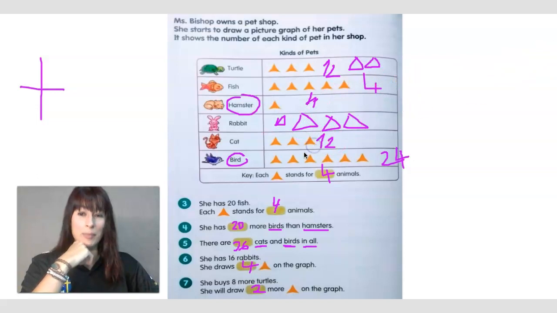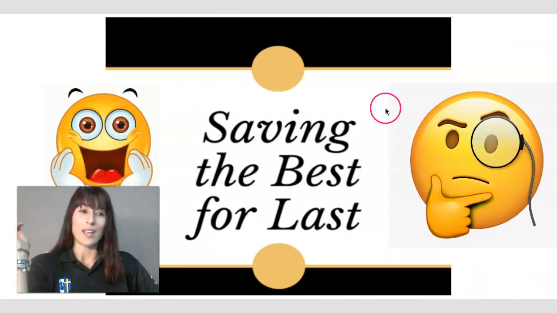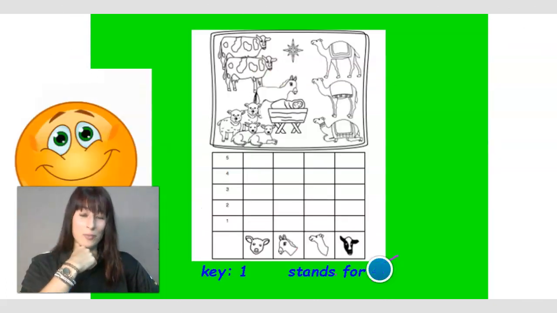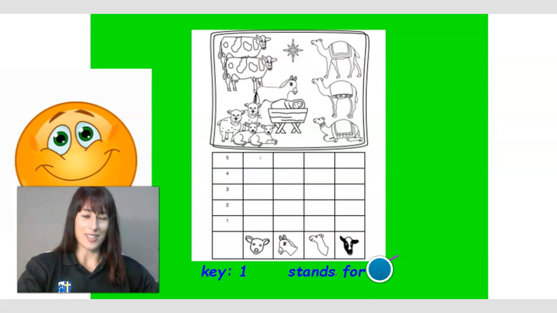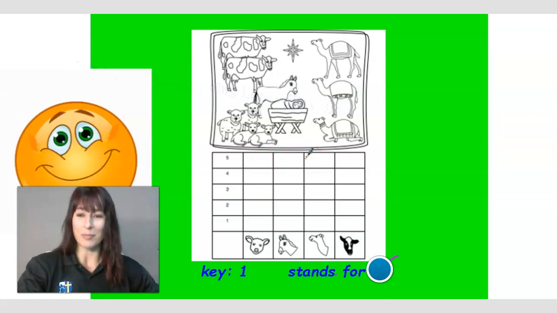Now, I saved the best for last. Have you ever heard of that, saving the best for last? I hope you have. If you thought that I forgot to invite someone to my lesson, well, you are mistaken. God was here with us the whole time. It's just that He was waiting patiently for us to invite Him and make Him part of our lesson. He often does that in our lives. He just waits for us patiently. And He did that again. So I'm so happy to have Him here. And let's complete this nativity worksheet together.